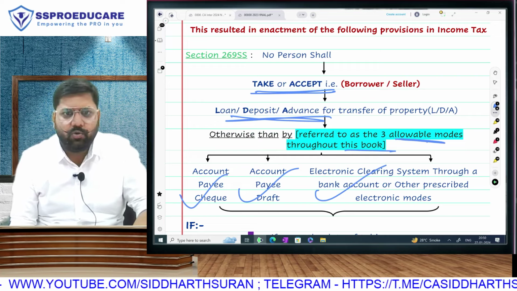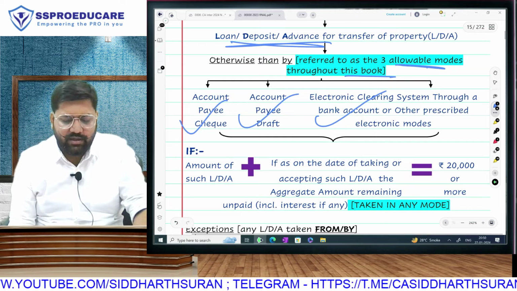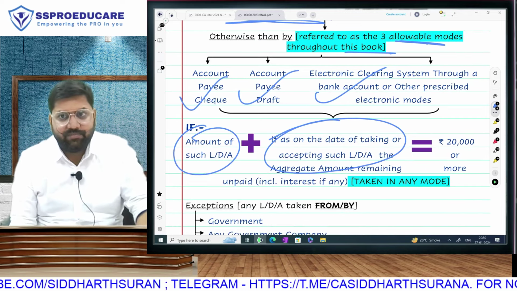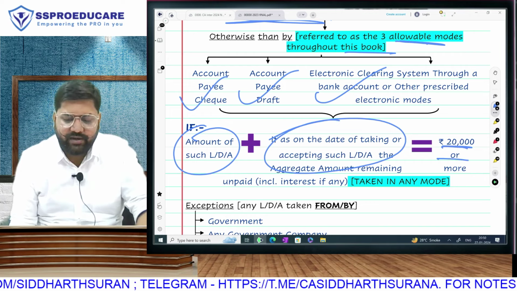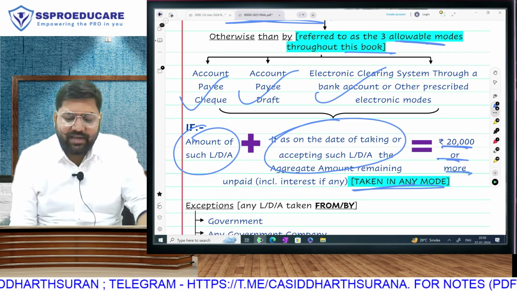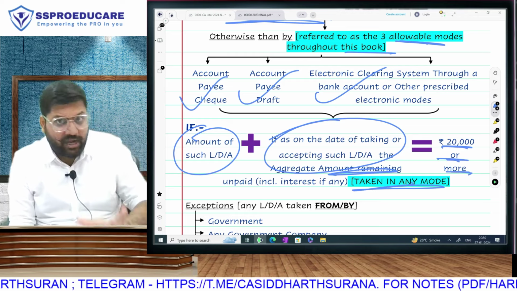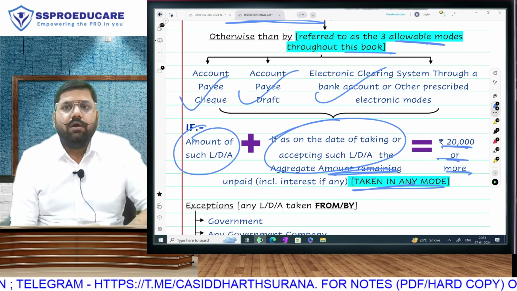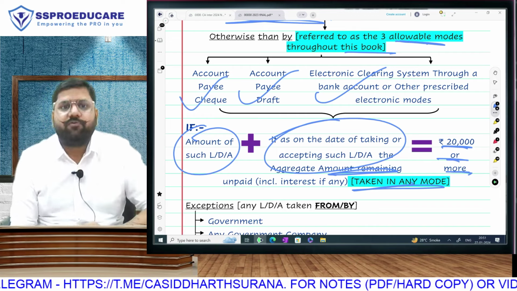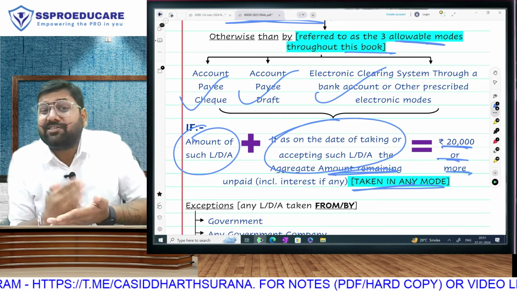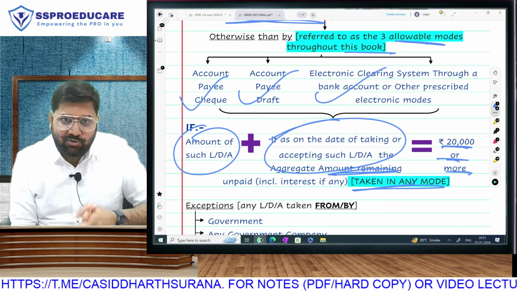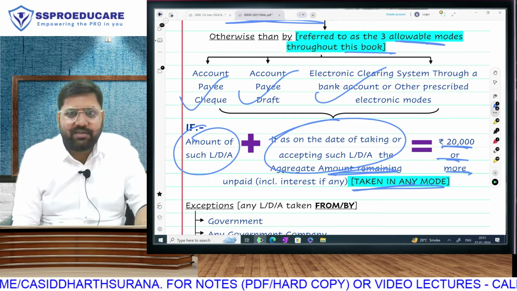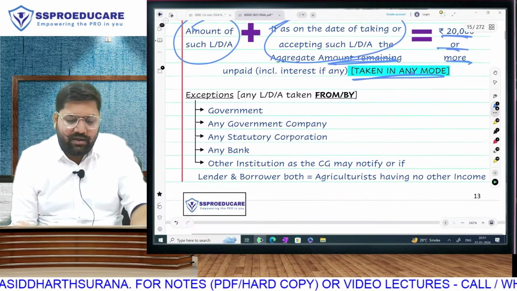That means if you want to take a loan, advance or deposit, you can take it through the three allowable modes. If there is any existing loan taken from the same party, and the total is 20,000 or more, the existing balance may be taken in any mode. Existing balance may be taken in cheque also, but if the total, past amount plus present amount, is touching 20,000, then you have to take it in the three allowable modes.